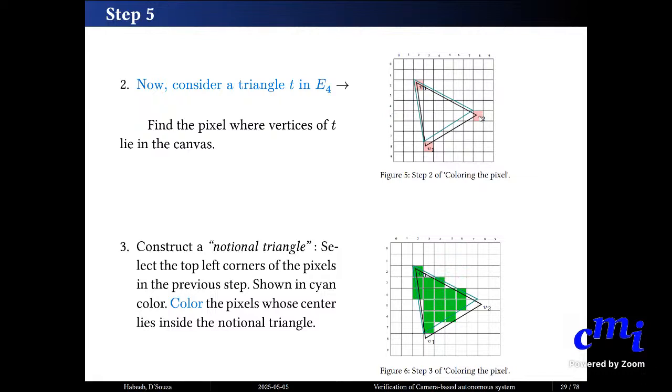So I'll be taking the top left corner of those pixels and creating a notional triangle. The notional triangle is a set of pixels in which this line is the line I constructed by taking the topmost point of each pixel. So this is the notional triangle, and I'll be coloring that. This is how I color the canvas. I'll also be keeping track of the depth of these original pixels, so that if 2 points color the same pixel, I'll be taking the one with the lesser value of depth.